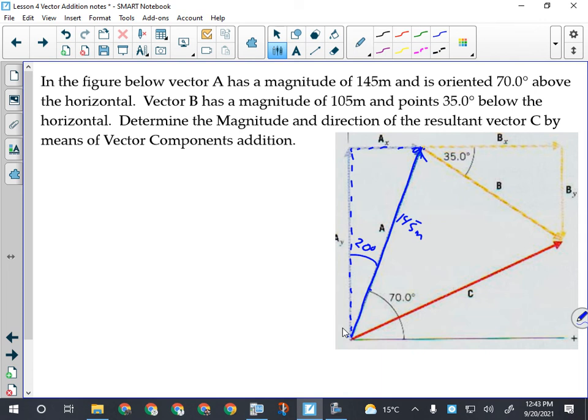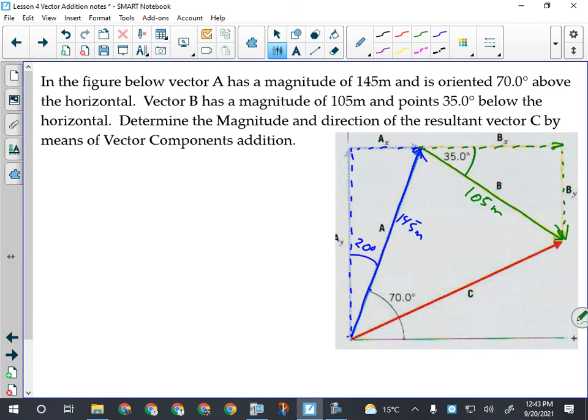Okay. The second vector has a magnitude of 105 meters and is 35 degrees below the horizontal. So when I'm drawing these vectors out, what I do is I draw a line that's my reference line. The angle is measured below the horizontal. So I draw a line that's horizontal, like this. Okay? And then I go 35 degrees below that, and that's where I'll draw my vector. So it's 105 meters, it's 35 degrees, okay?